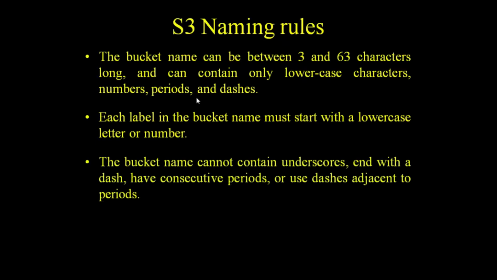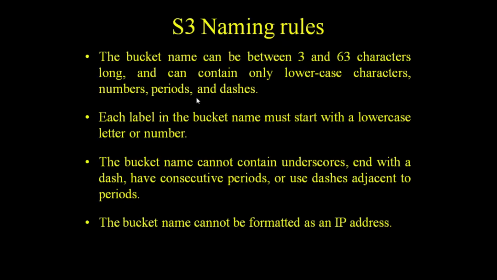The bucket name cannot contain underscores, end with a dash, have consecutive periods, or use dashes adjacent to periods. This is very important to understand, and based on that you have to give the name properly to any S3 bucket. Lastly, the bucket name cannot be formatted as an IP address. We cannot give the name of our S3 bucket like an IP address, right?